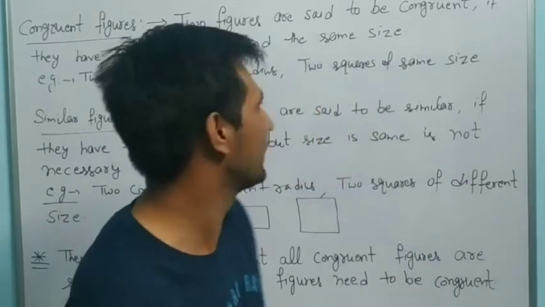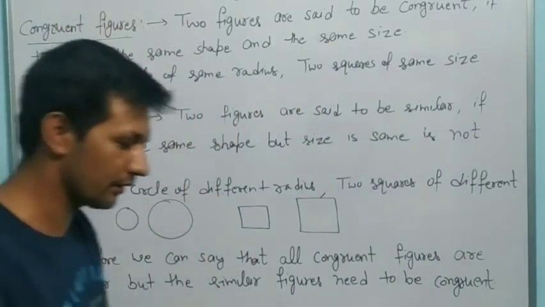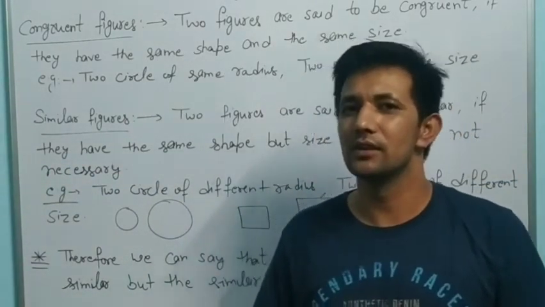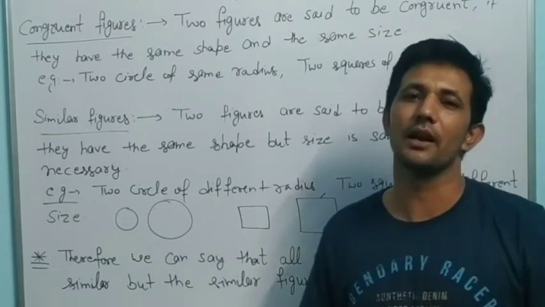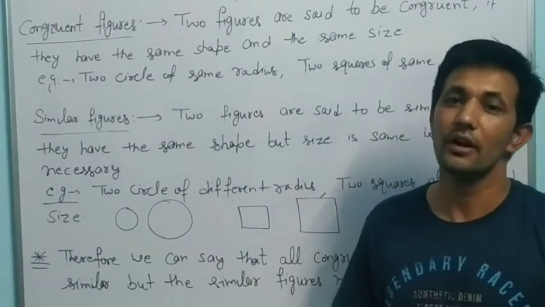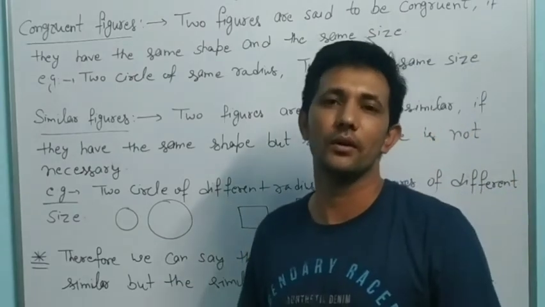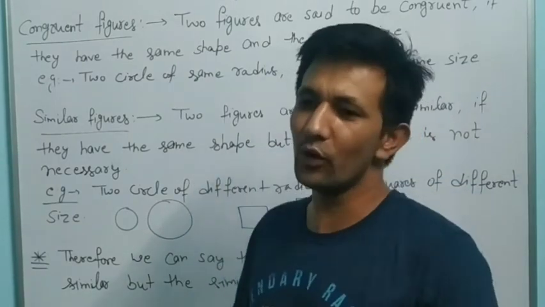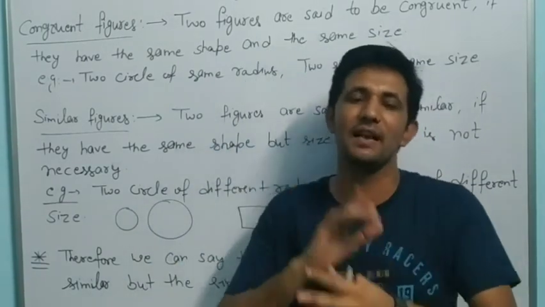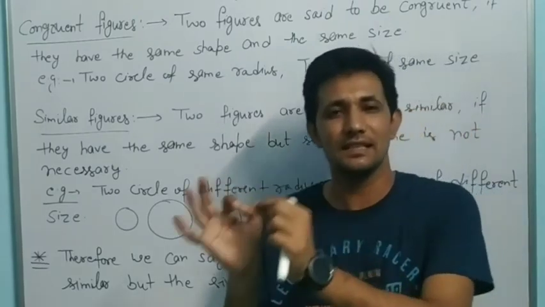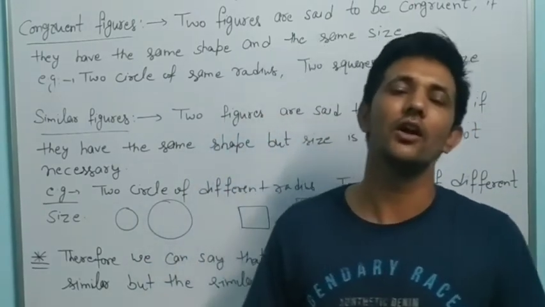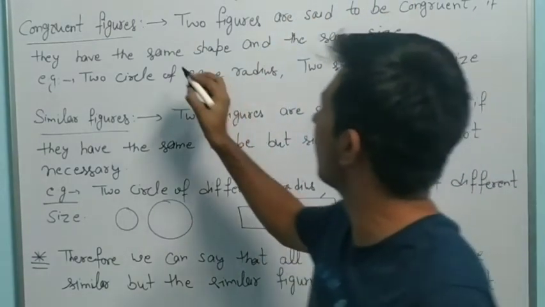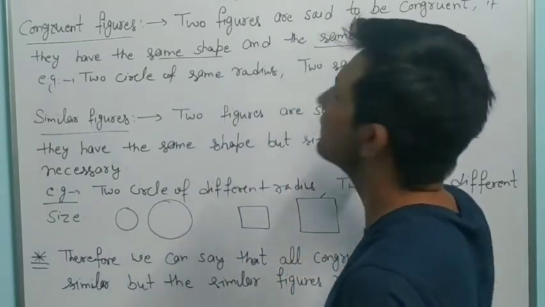Okay, dear. Now look, first is congruent figures. What are congruent figures? In 9th class we studied this in chapter number 7, Triangles, where we discussed congruent figures. When two figures have the same shape and size, we call them congruent figures. Two figures are said to be congruent if they have the same shape and the same size, dear.